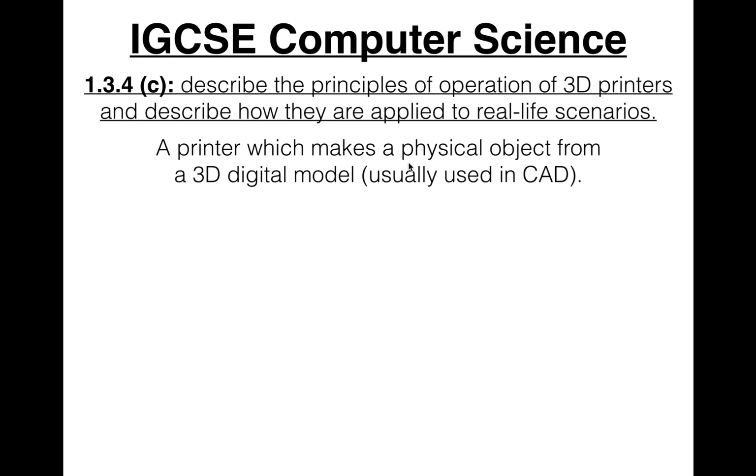So, this is the definition. A digital object can be printed or produced. It's usually used in computer-aided design. Now, when we looked at 3D scanners, we looked at computer-aided design with them. So what you could do is get a 3D scanner, scan an object, put it on your computer, and then print the object on the 3D printer from your computer. So there's that. That's pretty cool.